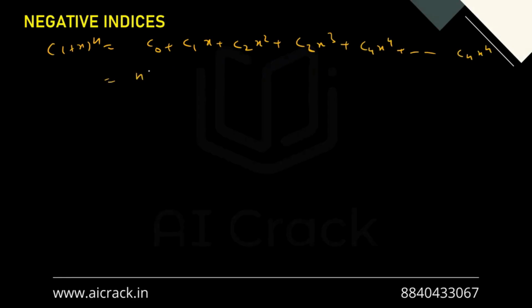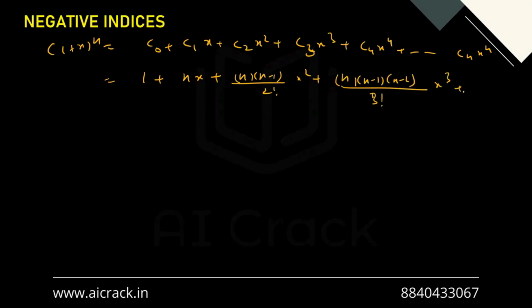C0 is nothing but NC0, so NC0 is nothing but 1. C1 is NC1, so that is nx. C2 is n times n minus 1 divided by 2 factorial times x square, plus C3 over here. C3 is n times n minus 1 times n minus 2 divided by 3 factorial multiplied by x cube, and so on, right? So basically what I've done is I have written NC3 as this, NC2 as this, NC1 as this, and C0 as this one, right? Now this is our 1 plus x raised power n.